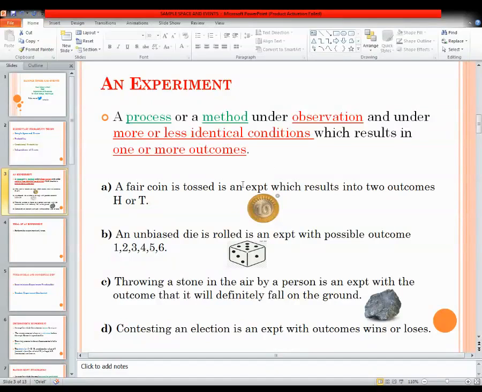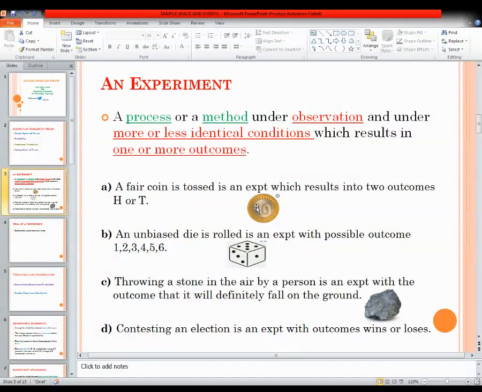So suppose if you take an example, see this coin. If this coin is a fair coin, means both the sides are different. One side we call a head. So this side is nothing but head, and the back side of this coin is a tail. So if you throw this coin, that results in two outcomes. Either you will be getting head or you will be getting tail.